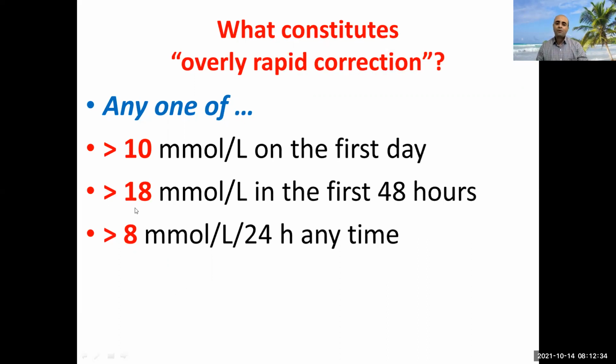If more than 18 millimole per liter in the first 48 hours, take care. If it is running more than 18 within 2 days, take care also. The patient will go to overcorrection, especially a high risk patient. If you have more than 8 millimole per liter within 24 hours, maybe after 6 hours from starting management by hypertonic saline, salt tabs, urea tabs, or free water restriction, this is an alarm for you.